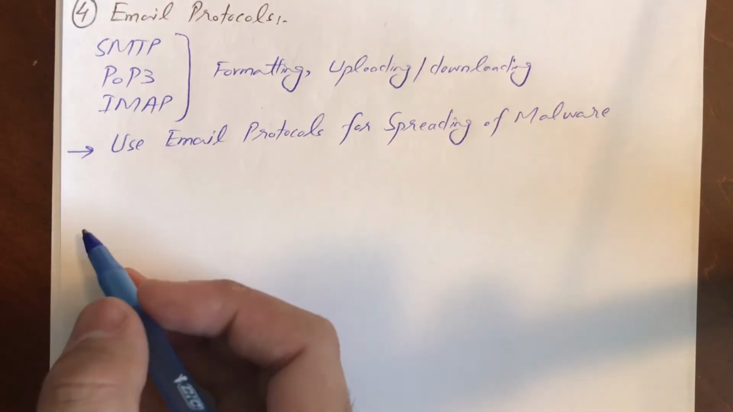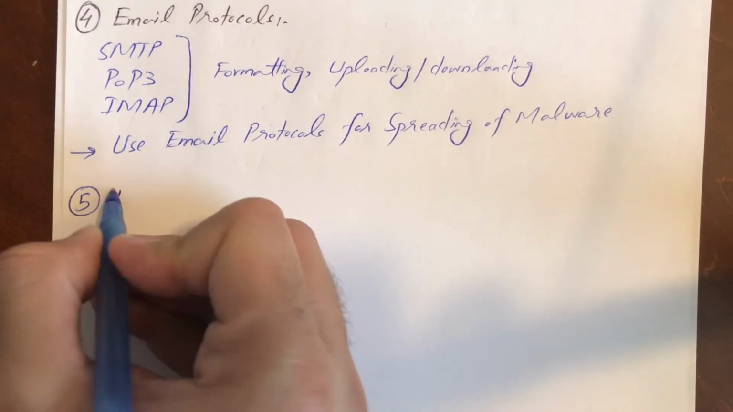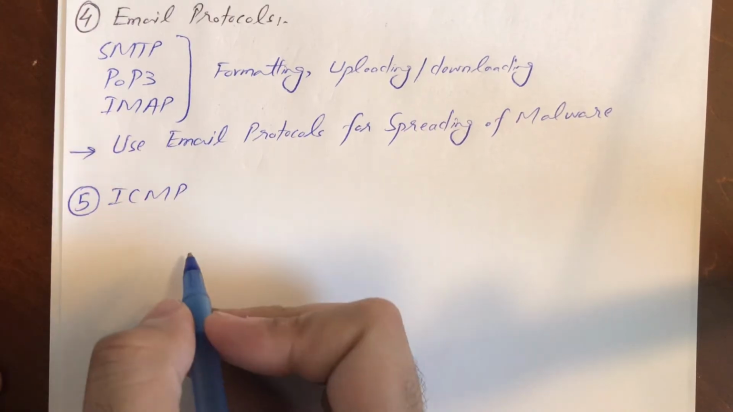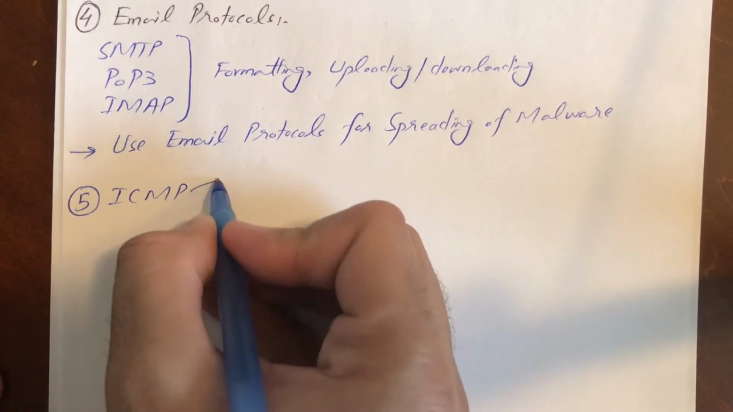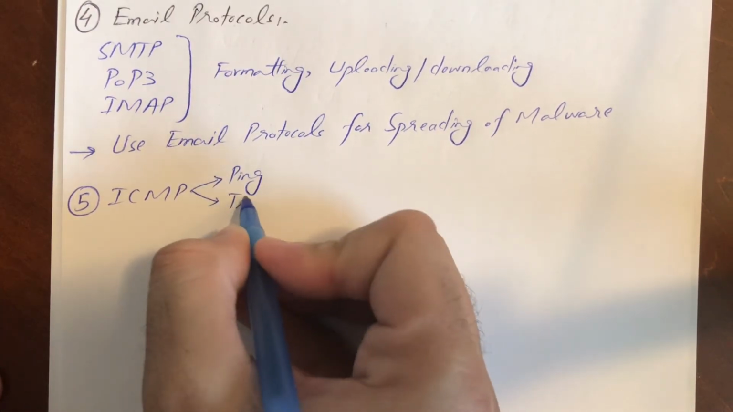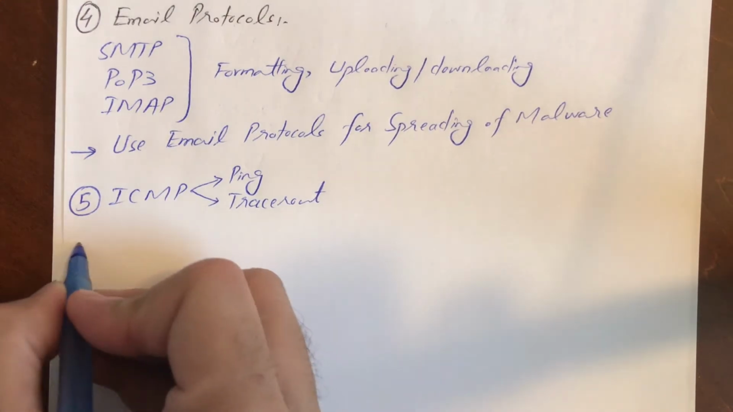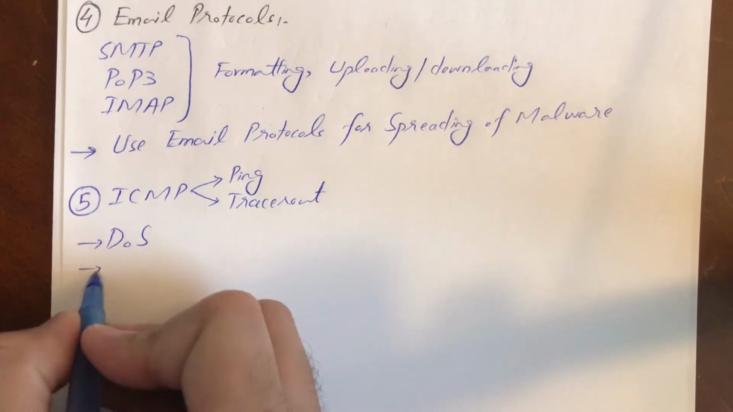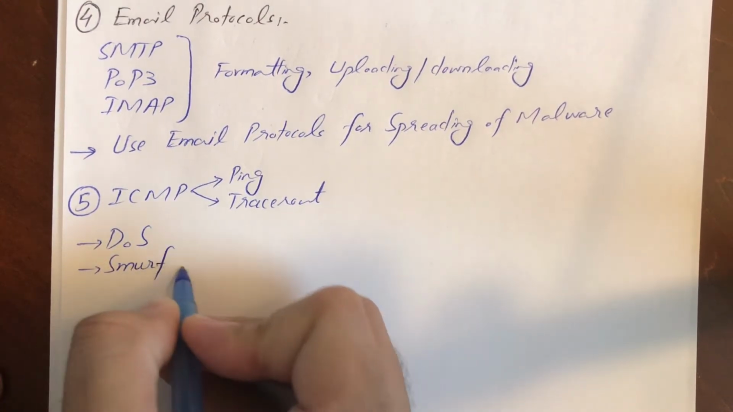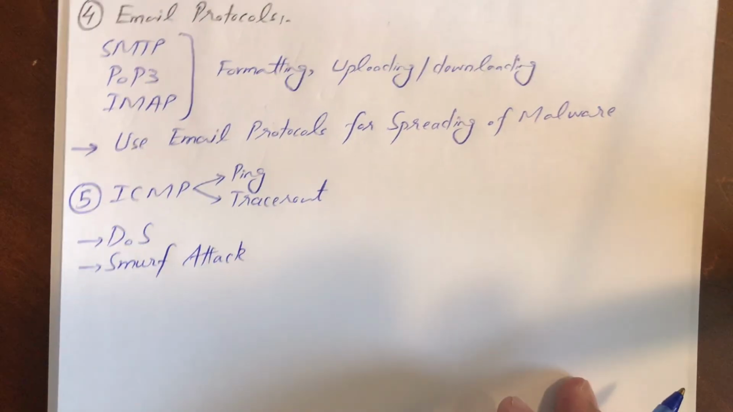The fifth one, another network protocol, is basically ICMP, Internet Control Messaging Protocol. And ICMP, as you know, has two main traits. One is ping, second is trace route. And as you know, with ping and ICMP, people can launch DOS attacks or Smurf attacks. IP impersonation attack, Smurf attack, if you guys remember.